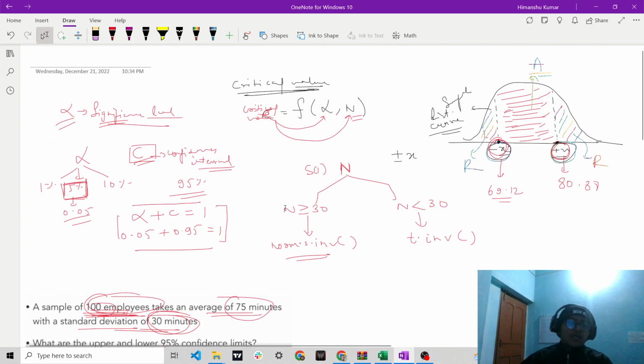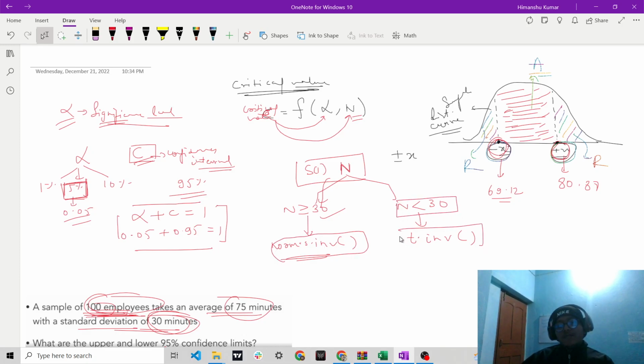To summarize, the first step is to check the sample size. If it is greater than or equal to 30, you use norm.s.inv, and if it is less than 30, you use the t.inv function.